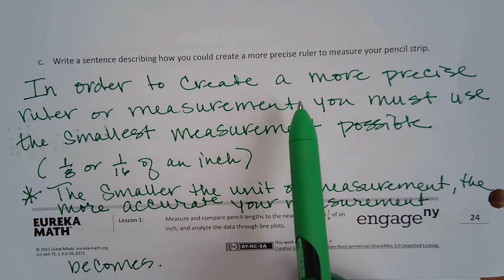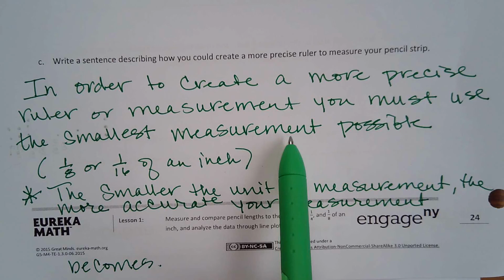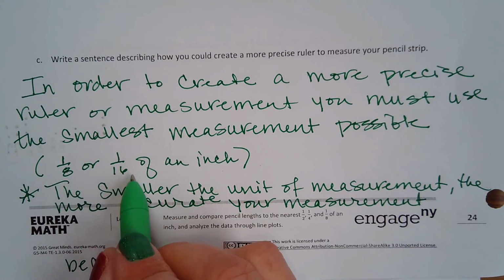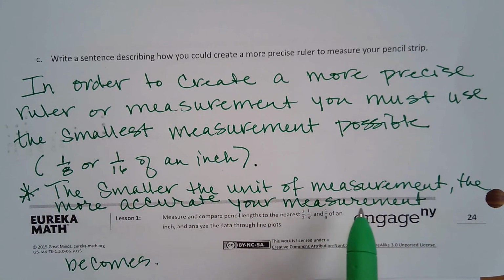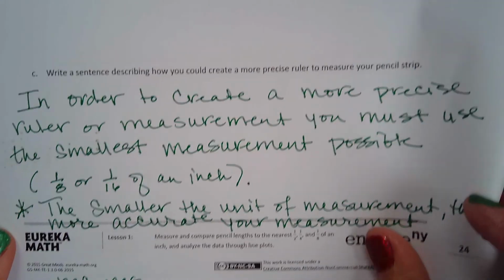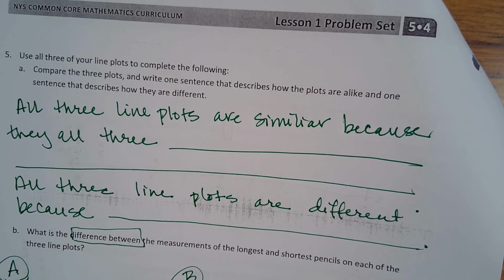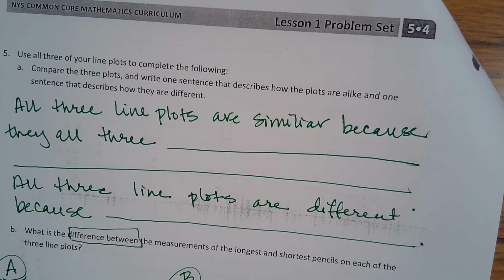In order to create a more precise ruler or measurement, you must use the smallest measurement possible. For instance, 1/8 or 1/16 of an inch. Big idea, the smaller the unit of measurement, the more accurate your measurement becomes. All right, so that will do it for concept development and problem set for module 4, lesson 1.